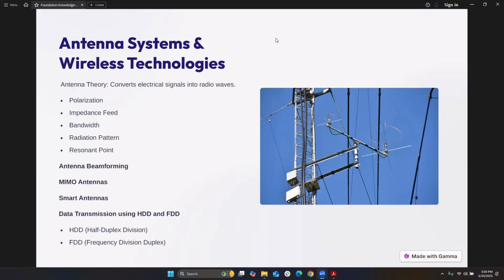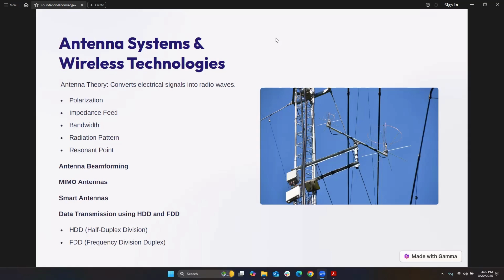If we talk about data transmission methods, wireless systems use different methods to send and receive data. There are two main types. The first one is HDD, half duplex division. In this, communication happens in one direction at a time, like a walkie-talkie. The other data transmission method is FDD, frequency division duplex, which uses separate frequencies for simultaneous transmission and reception, like in cellular networks.